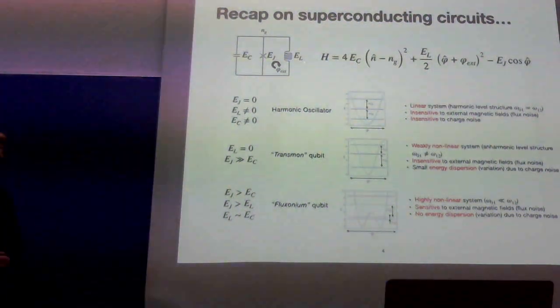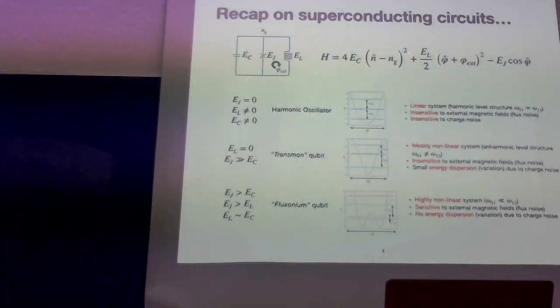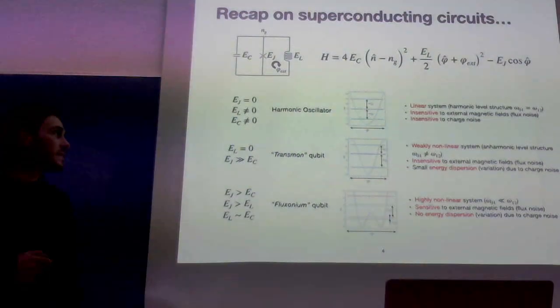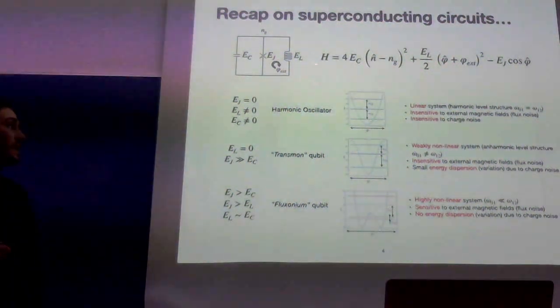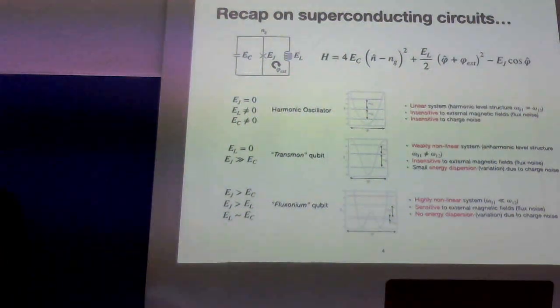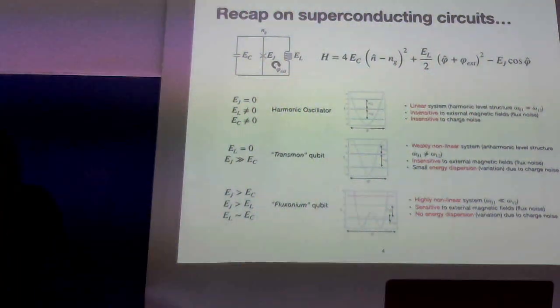Apart from these elements, we can see that there are two extra contributions, n sub g and phi sub x. These are the external contributions. These account for an external charge difference induced between the superconducting islands and an external magnetic field threading the loop formed in the circuit. So this Hamiltonian, although apparently simple, has many different behaviors.